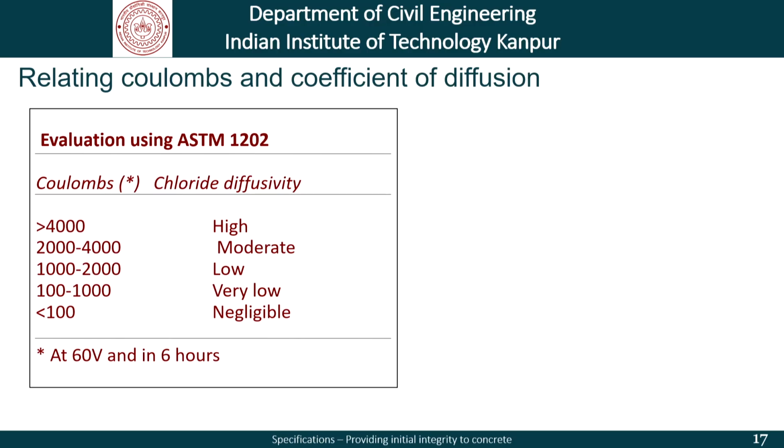This chart here tells us how ASTM 1202 relates the coulombs to the diffusivity. So if we have more than 4000 coulombs, 2000 to 4000, 1000 to 2000, 100 to 1000 and less than 100. This is the kind of qualitative description of chloride diffusivity which is given as a guideline for interpreting the results obtained from the RCPT.